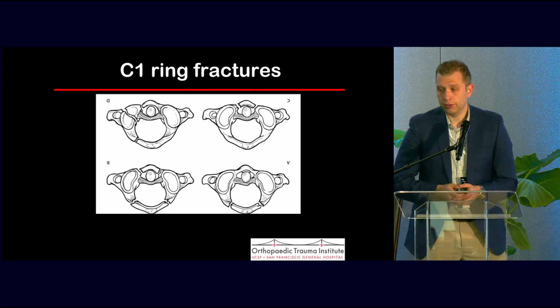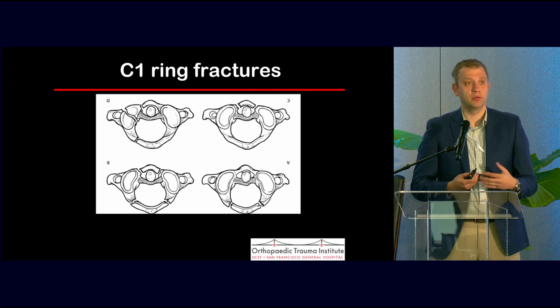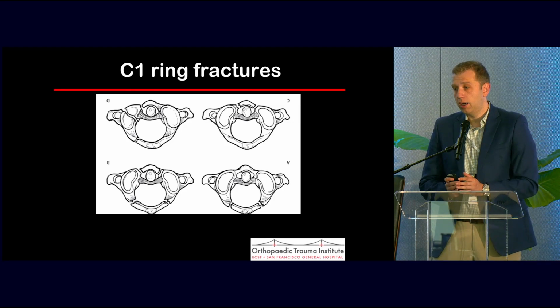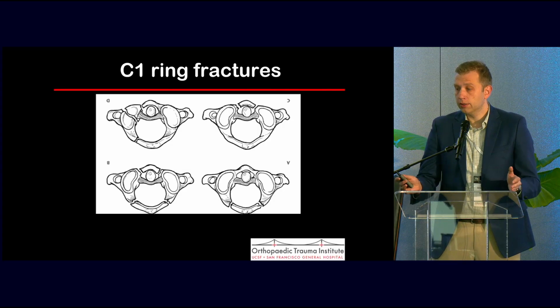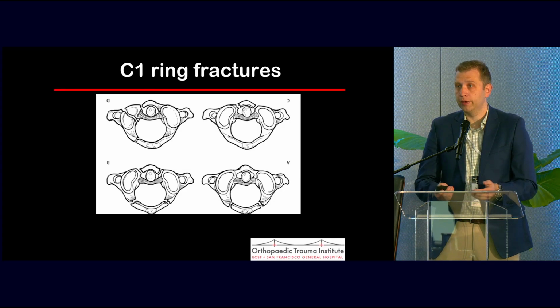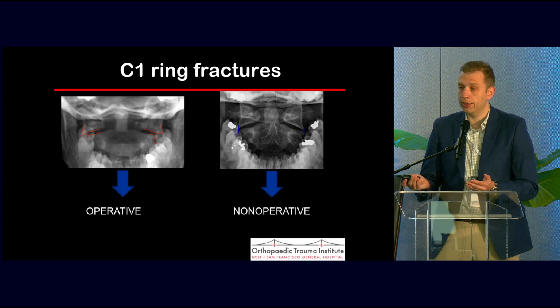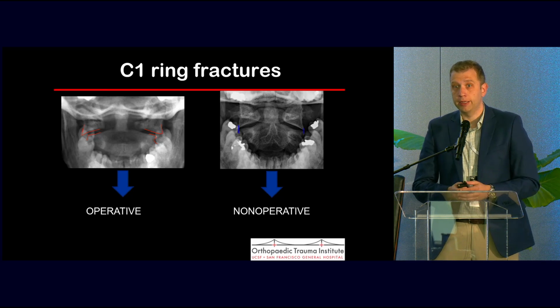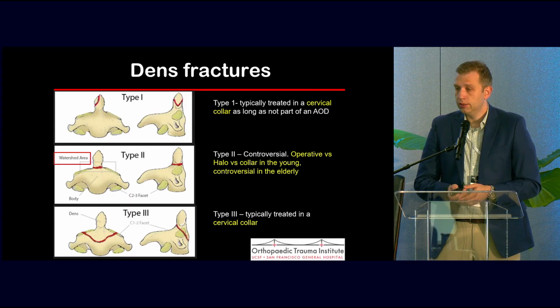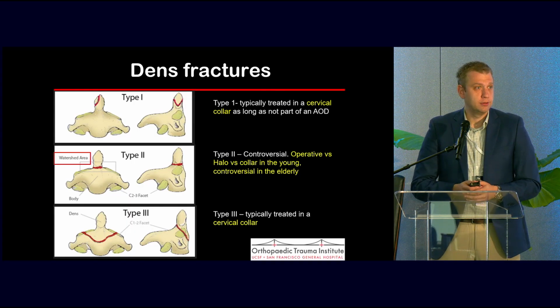Then you have your C1 ring fracture. Again, most of these are stable. What you are concerned about is failure of the transverse ligament and widening of the lateral masses, and so you get an upright open mouth odontoid view, and if there's lateral migration of the lateral masses, that's operative. If not, it's not. Dens fractures, type 1s are non-operative.